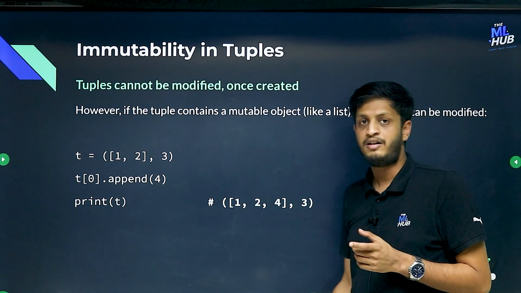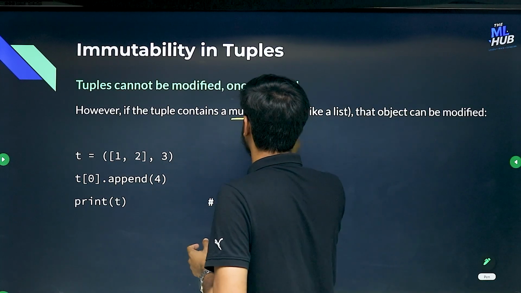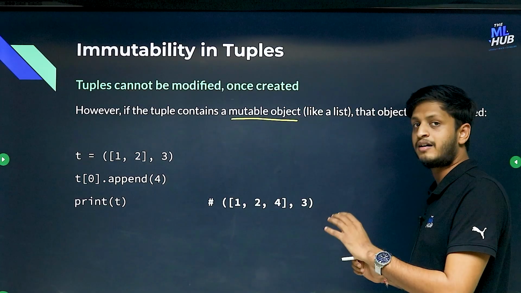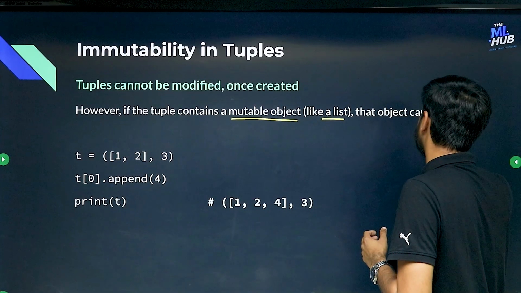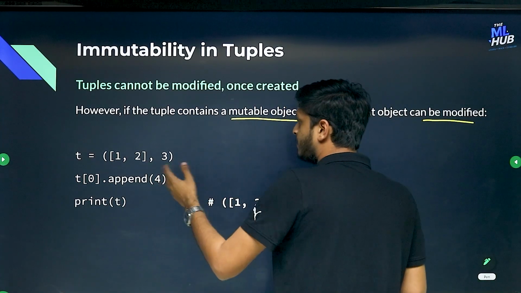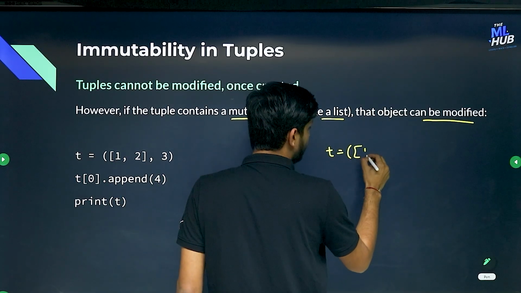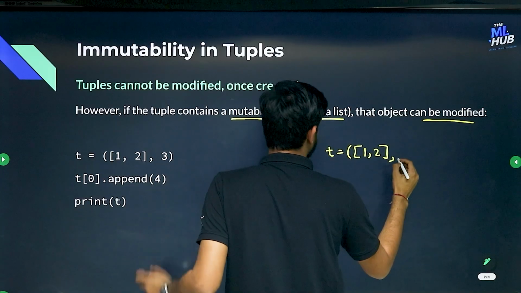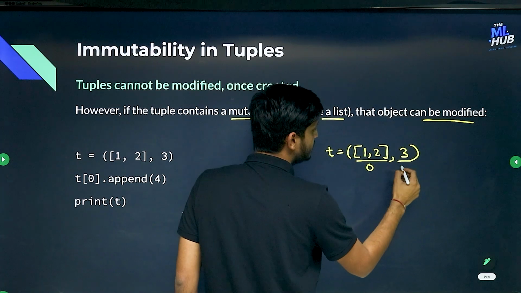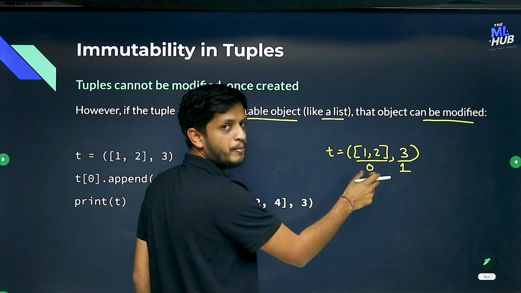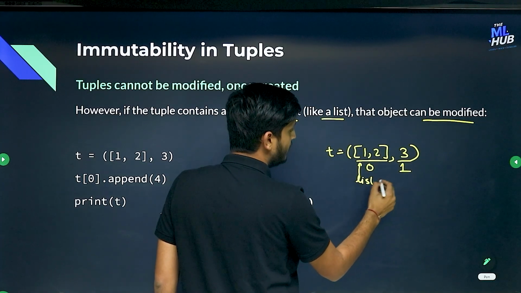But there is a catch here. So tuples cannot be modified once created. However, if the tuple inside it contains a mutable object, which means let's say there is a list inside a tuple, then that object can be modified. So for example, what we are doing here, we are creating a tuple in which the first element is a list containing elements 1 and 2 and the second element is 3. So this tuple contains how many elements? 2 elements. This is at index 0, this is at index 1, right? Even though you are seeing 2 commas, but still the elements are 2 only, right? The first element is a list itself and the second element is an integer.